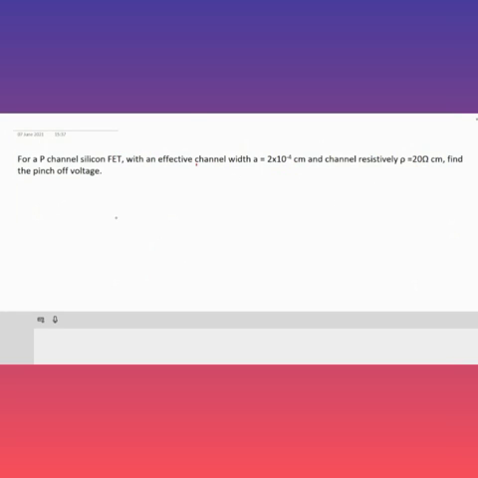So for a p-channel silicon FET with an effective channel width, A value is given, A equal to 2 into 10 power minus 4, my channel resistivity rho is given. Find the pinch off voltage. Okay. So now it is very easy. We have to just see the concept that they have asked you here to find the pinch off voltage for p-channel silicon FET. So for p-channel, your pinch off value will be equal to QNA by 2 epsilon into A square.